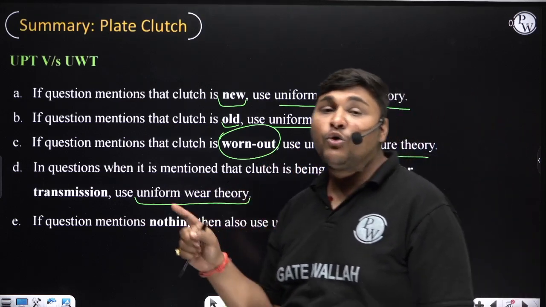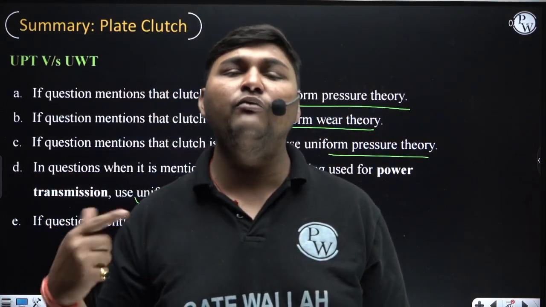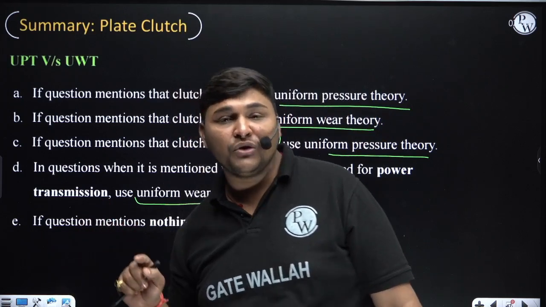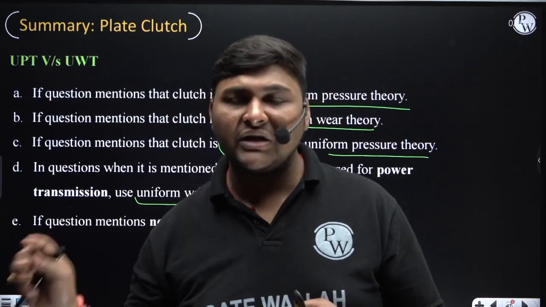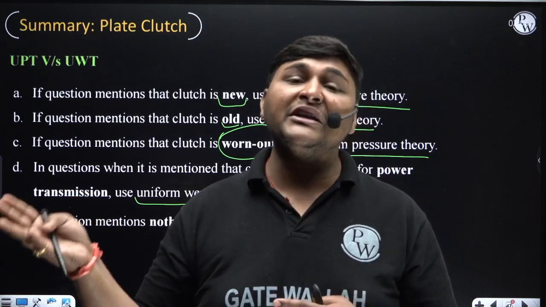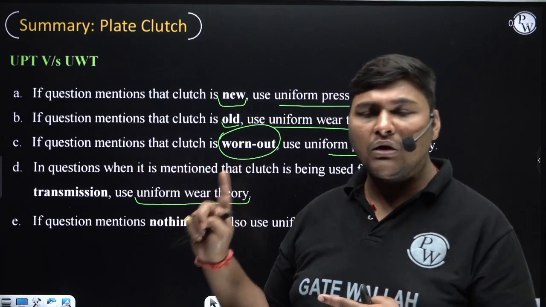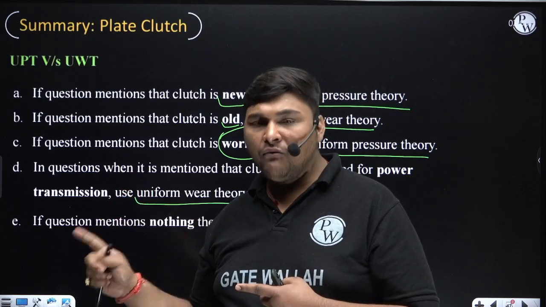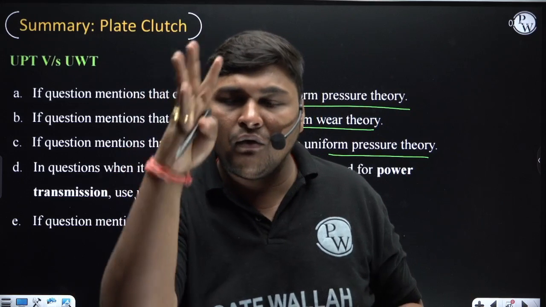Whenever a question comes for design and the theory is not mentioned, again we will use uniform wear theory. The better theory between uniform pressure theory and uniform wear theory is uniform wear theory. If the exam mentions which theory to be used, then use that theory. Confusion arises when it is not mentioned in the question which theory we need to use. If it is not mentioned: for a new clutch or worn out clutch, uniform pressure theory. For an old clutch, uniform wear theory. For design purposes, uniform wear theory. If nothing is mentioned, uniform wear theory.